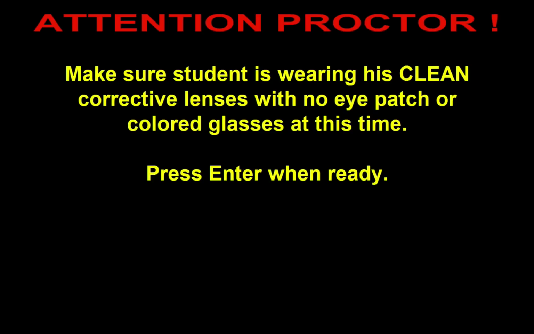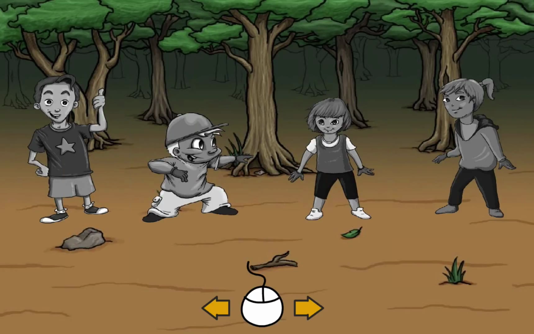And what I want to point out is that even if you've never performed a vision screening using EyeSpy 2020 before, you don't have to worry about it, because it's going to tell you exactly what to do. So the first thing, obviously, is to make sure that the student is wearing his clean corrective lenses with no eye patch or colored glasses at this time. So it's going to tell you exactly what to do. Again, remembering, if you follow the quick start guide, the child's now sitting 10 feet away from the computer.